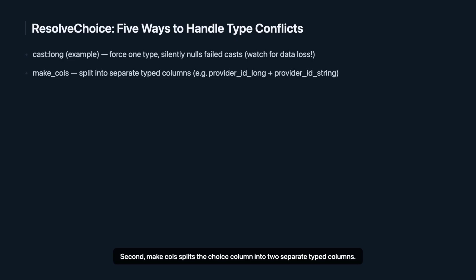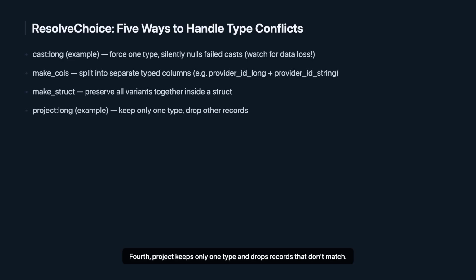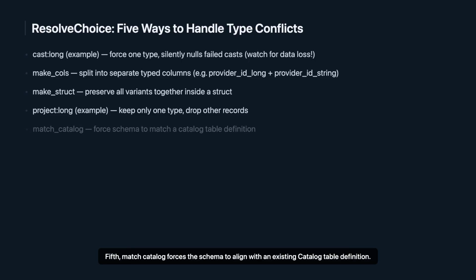Second, make_cols splits the choice column into 2 separate typed columns. Third, make_struct preserves every variant together inside a single struct column. Fourth, project keeps only one type and drops records that don't match. Fifth, match_catalog forces the schema to align with an existing catalog table definition. The exam tests all 5, so know exactly when each one is the right tool.